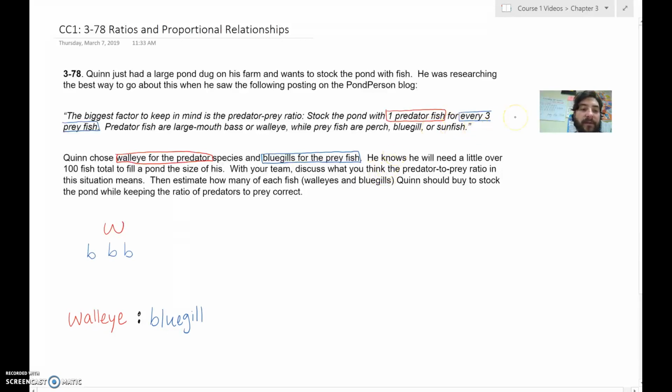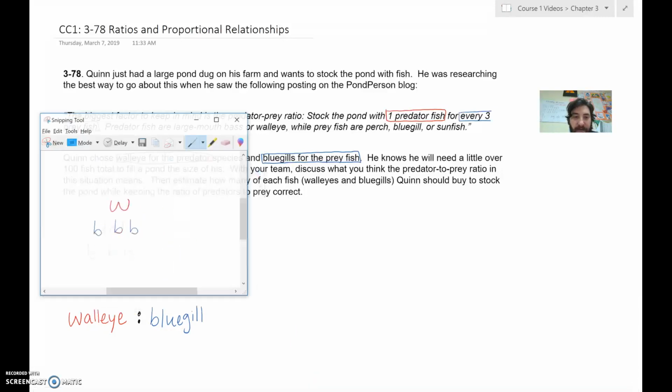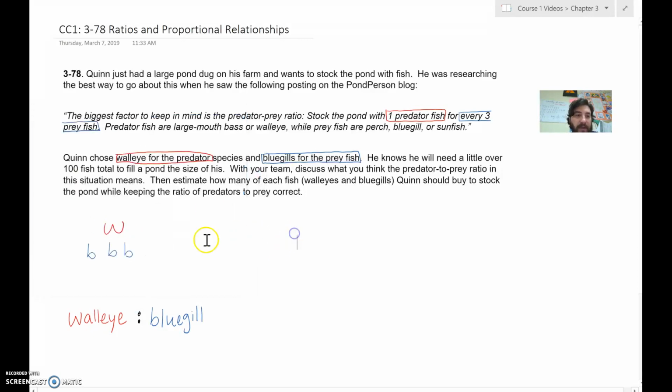So here's the deal. If he has 1 walleye and 3 bluegills, no way is that enough for his pond. So we would need more. Every time we put in 1 walleye, we're going to need 3 more bluegills. That's not 100, so we could do another. If we add 1 walleye, we need 3 bluegills, and we could do that again, and again, until we end up with 100 fish. Now, when is that going to happen?